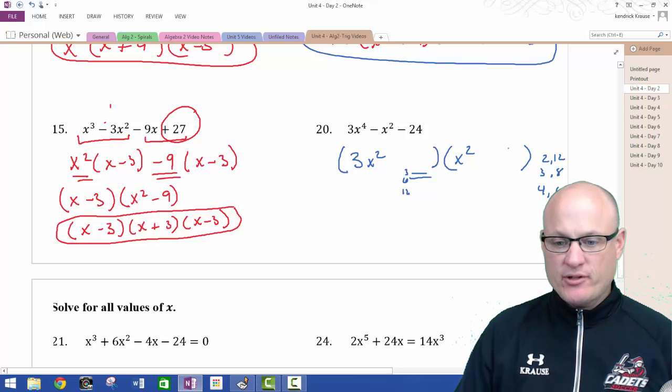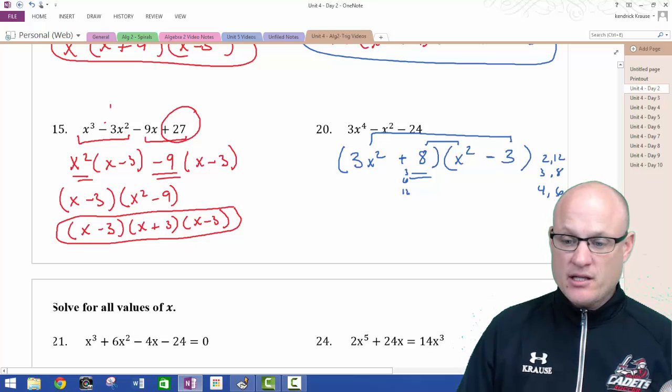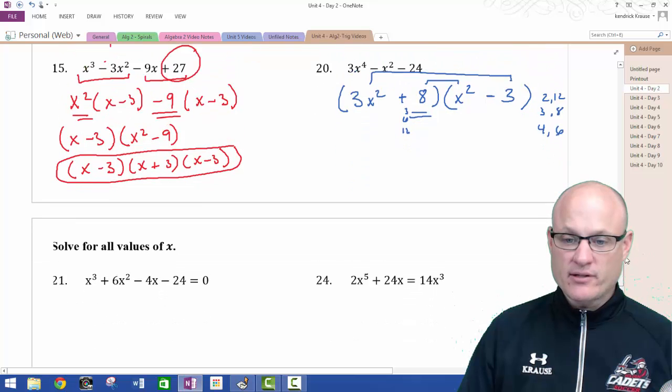If I put a 6 here and a 4 here, that would be 18 and 4. That ain't going to do it. If I put a 3 here and an 8 here. Oh, there it is. 3 here, 8 here. Because this is 9 and this is 8. And that's 1 if I subtract them. I want negative 1, so I'm going to put a minus here and a plus here. That's a tough one. That's a difficult factor right there. You guys can handle it, though.